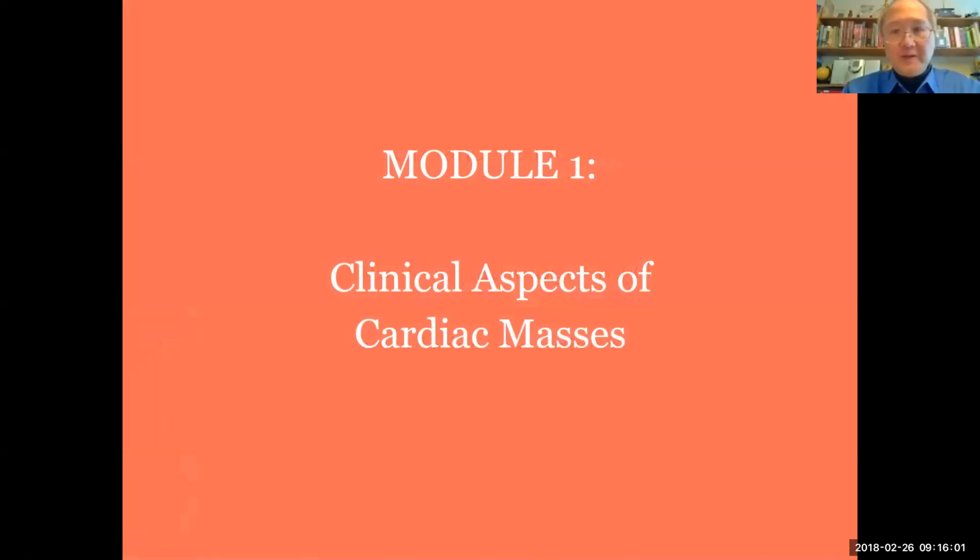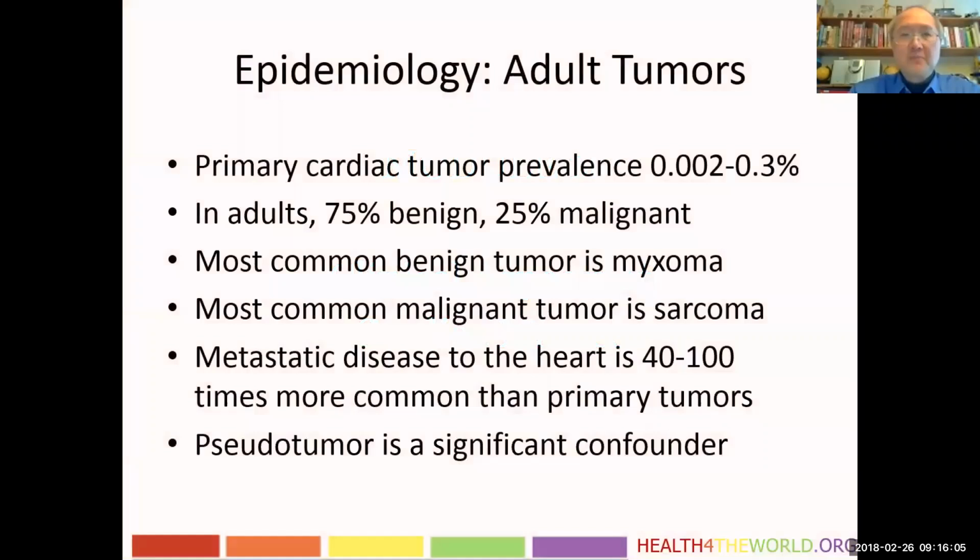Let's begin. Now, module one, we're going to look at the clinical aspects of cardiac masses. Typically, when we look at the epidemiology, occurrence, and tumor type, we like to first differentiate between the adult tumor populations versus pediatrics because they are quite different. So we're going to start with the adult tumor types.